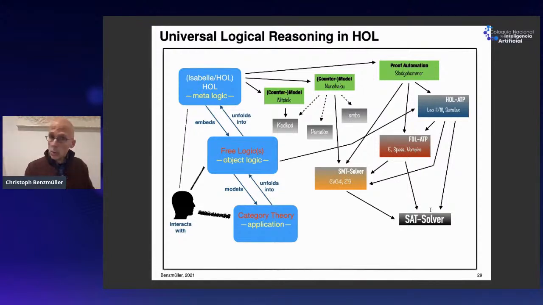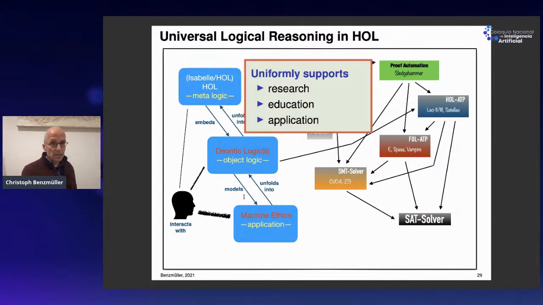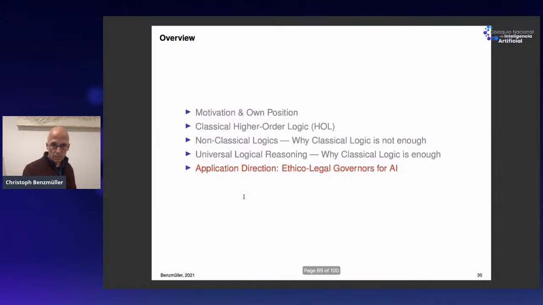Now you can easily move to another application domain. So for instance, with the same setup, we now also do experiments in category theory. Here we take another non-classical logic, free logic. Or we go in the area of machine ethics, ethico-legal reasoning. That's what I spent the last 5 minutes on. And use deontic logics, non-classical logics that allow you to talk about obligation and permission. And you reuse the same technology. You don't have to change anything except the equations you provide to the system. So that's a wonderful environment because it uniformly supports research, education, and application.